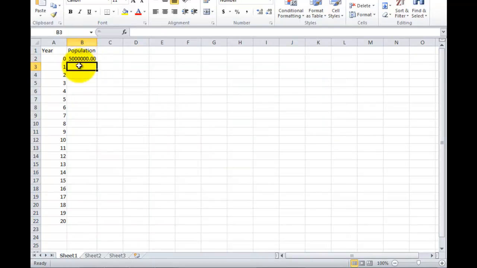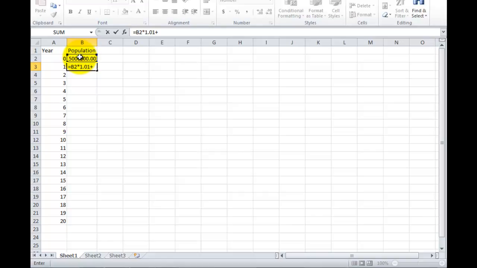Okay, so what you're going to do is you can say equals. You've got to start a formula with equals. It's kind of the reverse. If you don't, it will just evaluate whatever expression you have and put the expression there, whereas you want a rule in here, a recursive idea in here. Then you'll click on the cell above it, and then you'll say times, the little star symbol, and then 1.01.